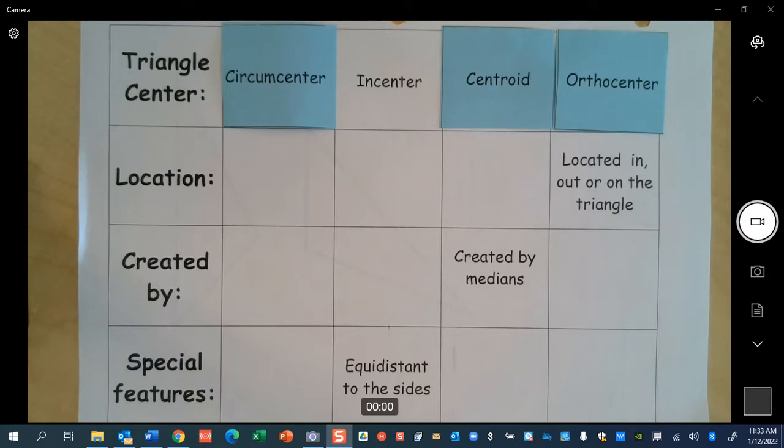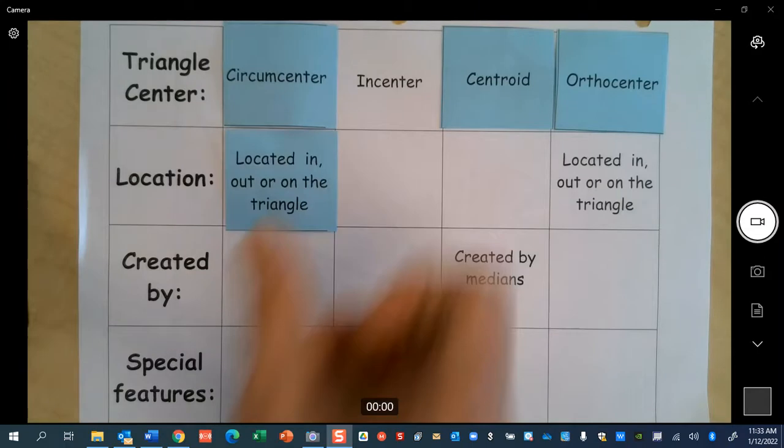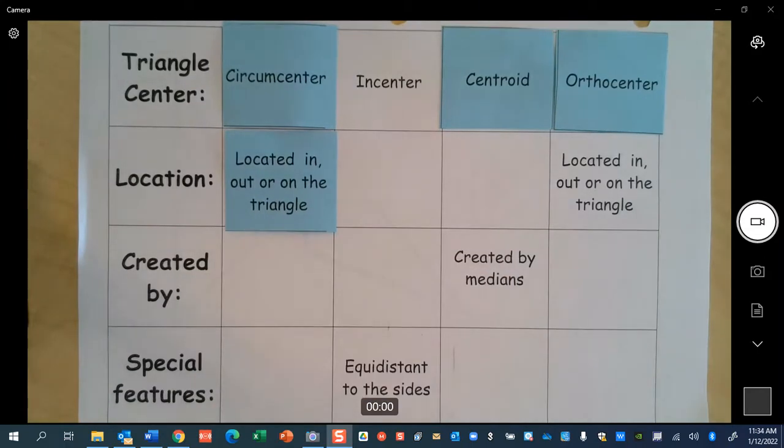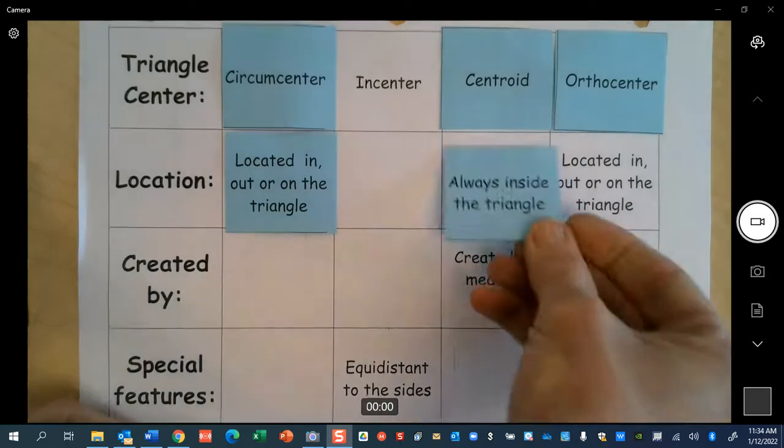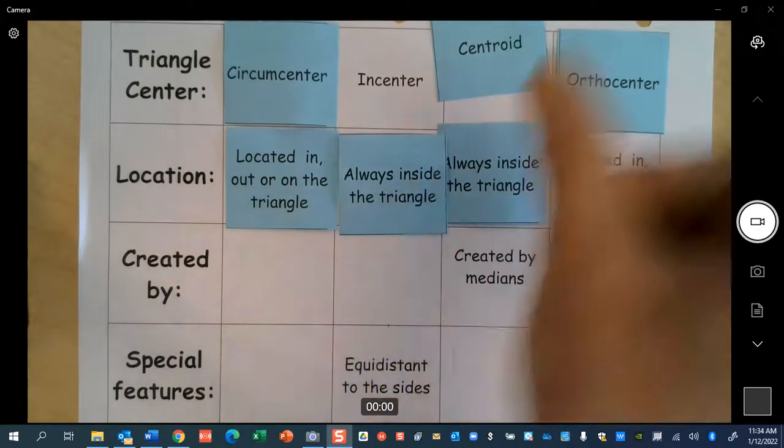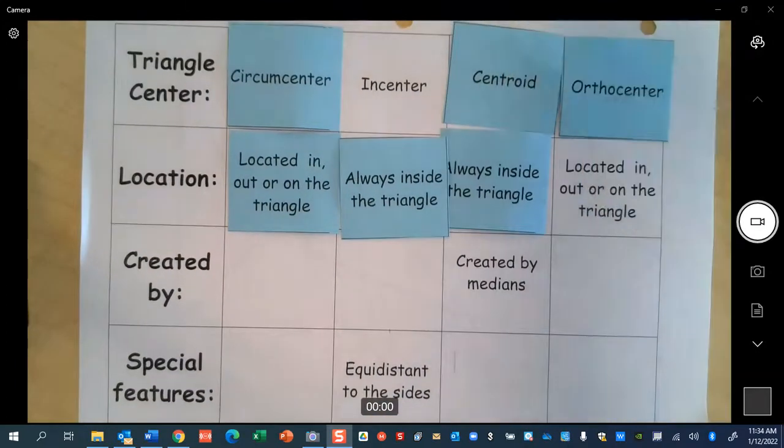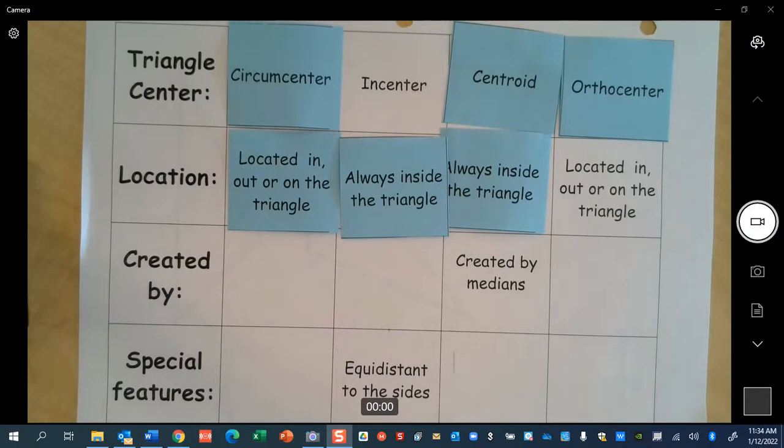When we start talking about our circumcenter, the circumcenter can also be in or out of the triangle. Now, as far as the in-center and the centroid, those are always going to be inside of the triangle. So we don't have to worry about whether we have an acute, right, or obtuse triangle, because our angle bisectors and our medians are always inside of the triangle.